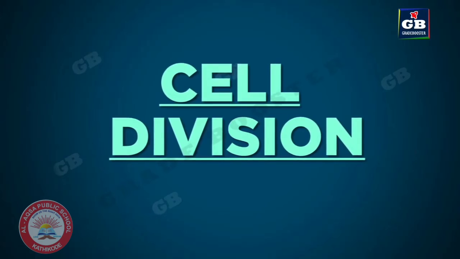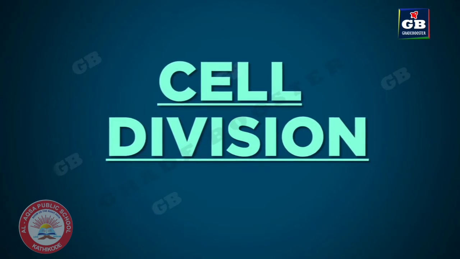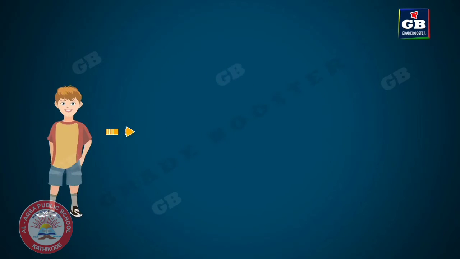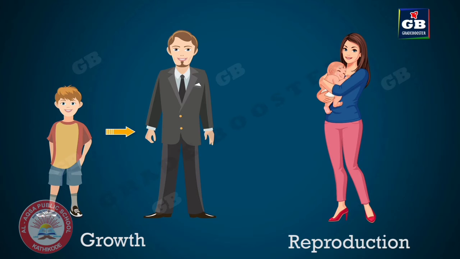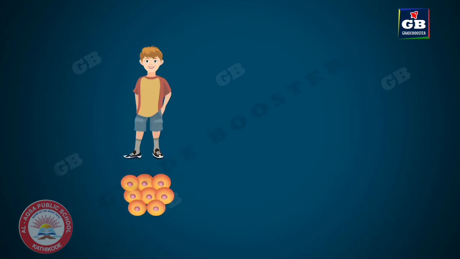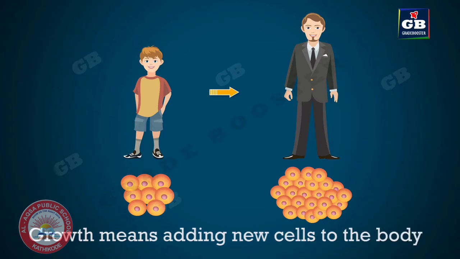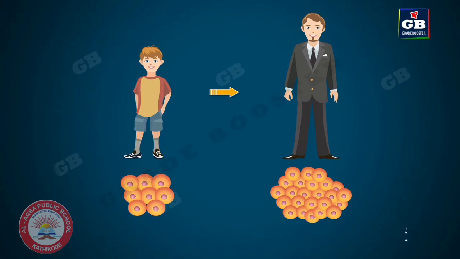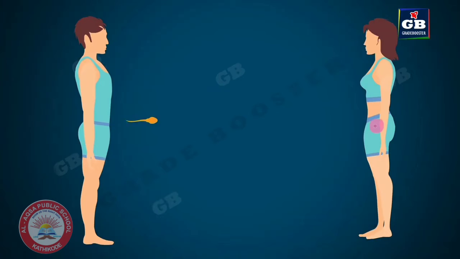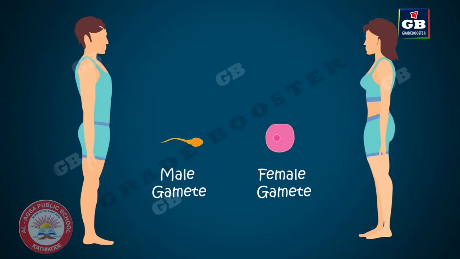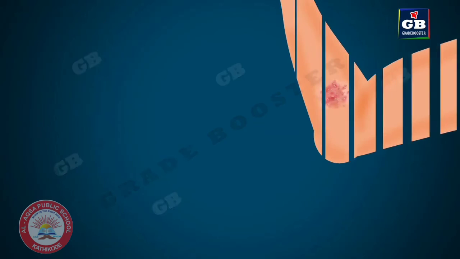Now we are going to see cell division in brief. We know that living organisms grow and reproduce. Growth means adding new cells to the body. For adding new cells, cell division is required. To reproduce means to produce new reproductive cells which fuse to form a zygote. To produce new reproductive cells also, cell division is necessary.